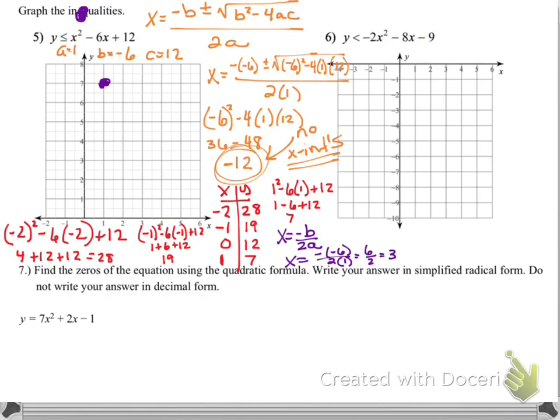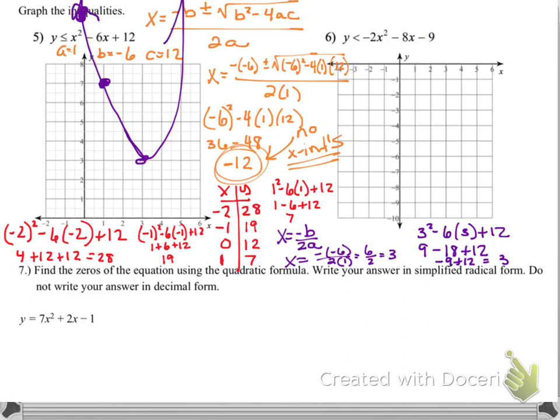So if x equals 3, then we're talking 3 squared minus 6 times 3 plus 12. 9 minus 18 plus 12. That's negative 9 plus 12. That's 3. There's my vertex. It's at 3, 3. And now I know I just turn back around. It's a parabola. Goes like this. There we go.